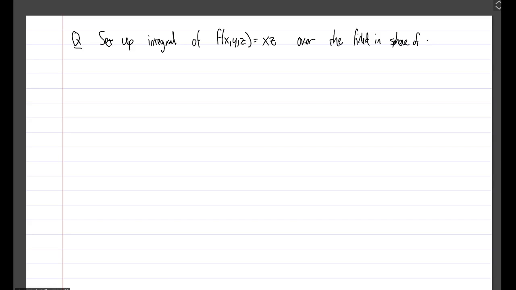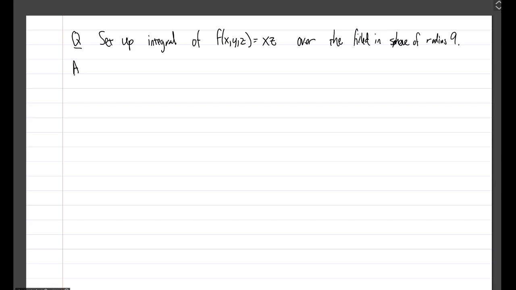Right, let's try one more practice. Let's set up the integral of this given function f of x, y, z equals x times z over the sphere, the filled-in sphere of radius 9.